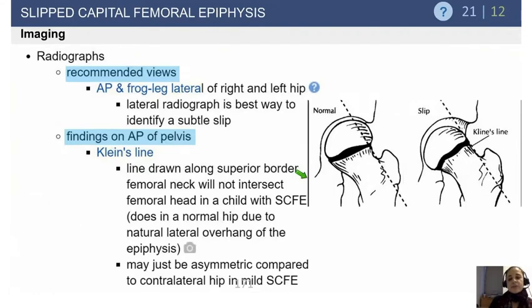Patients, in general, when you suspect a slipped capital femoral epiphysis, you want to get AP and frog views of bilateral hips. The frog lateral is probably the best way to identify a subtle slip. What you're going to look for first is Klein's line, and this is a line that's drawn along the superior border of the metaphysis, and it should intersect with the epiphysis, as seen here. If the epiphysis is not beyond Klein's line, then you have a slipped capital femoral epiphysis, as shown here, and you can do this on either the AP or the frog view.